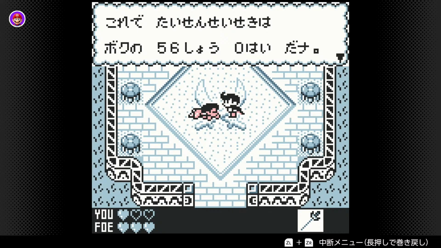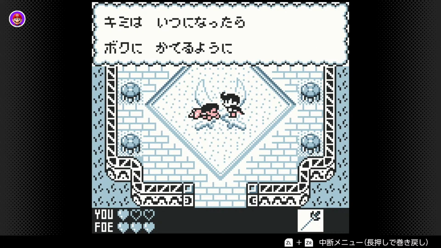And so he's saying here, as for the fighting results, it is my 56 victories and 0 defeats. Oh wow. As they mentioned, when it comes to fighting, Richard is way stronger for some reason. Otherwise, they are actually equal, these childhood friends.